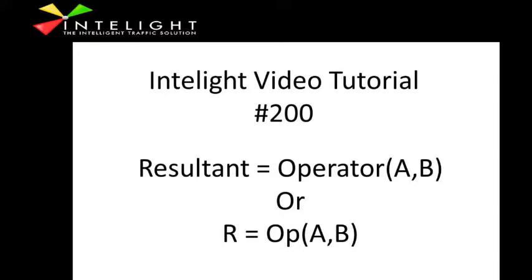Let's look at the algebraic expression of the program we just wrote. The resultant equals an operator with 2 input parameters. In our case, we're only using the A input parameter, but we have up to 2. Sometimes it's expressed as R equals op A comma B.